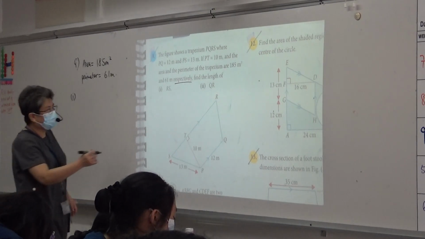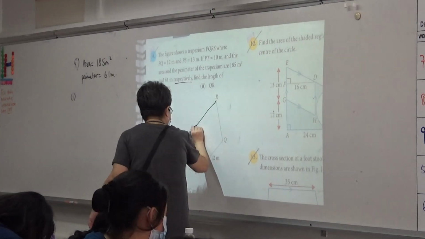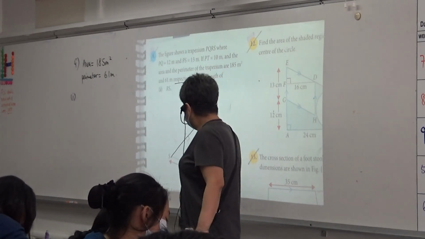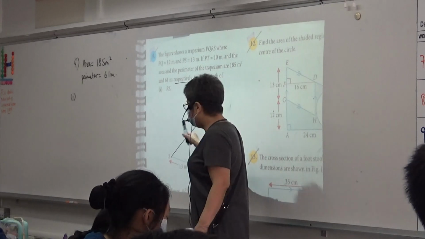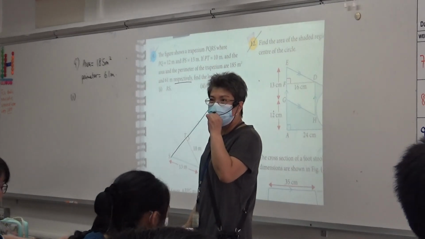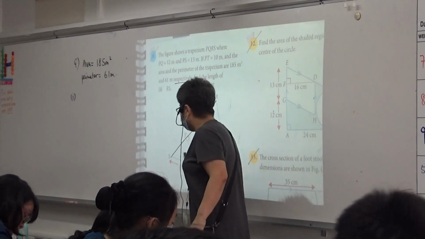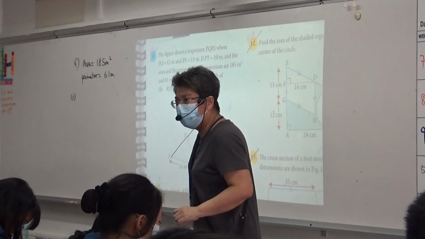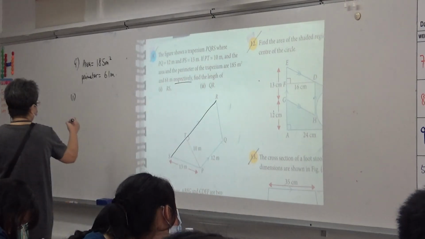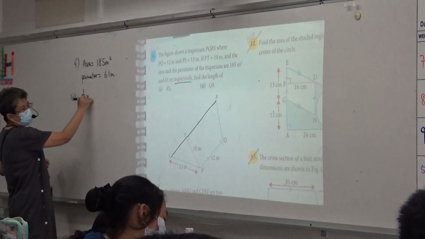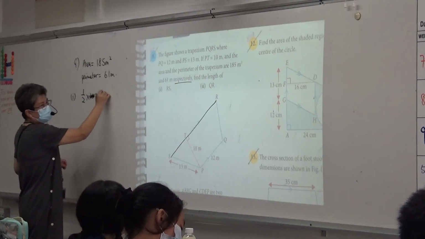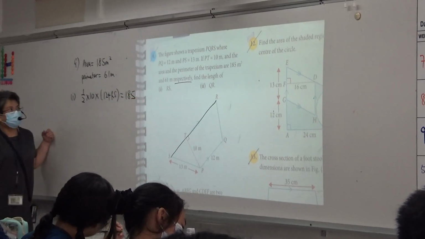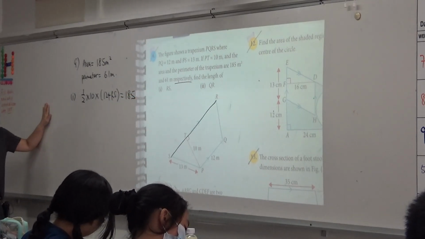Find the length of what? RS. Now, I want to look at the picture. You know this side, right? You don't know this side. Do you agree that RS is one of the parallel sides? Do you know the height? Yeah. So which one can I use? Perimeter or area? Area, right? Okay, so all of you write down. Half times 10 times 12 plus RS equals 185. Agree?